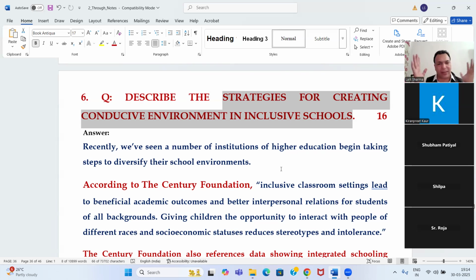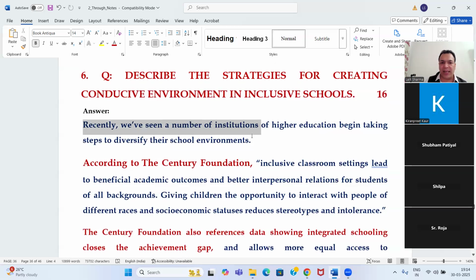Means you have to create such a kind of environment. इसका मीनिंग क्या है? You have to create such a kind of environment where the general students and disabled students, they can get the benefit, right? So these strategies you should know that, right?